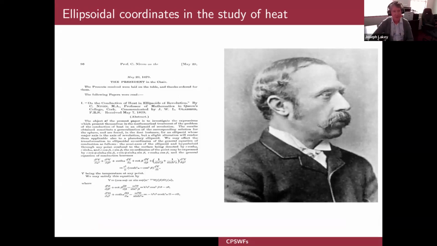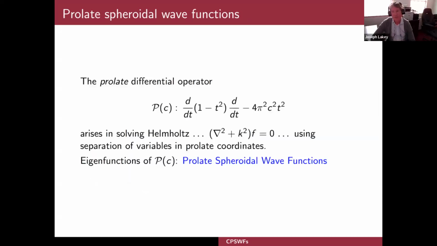So the theory starts going on 150 years ago. My understanding is that Charles Niven introduced the prolate functions in studying heat conduction for ellipsoids. And in his case, it was prolates, so the rotation of an ellipse around its major axis. But he also remarked in the paper that the same method works for planetary ellipsoids.